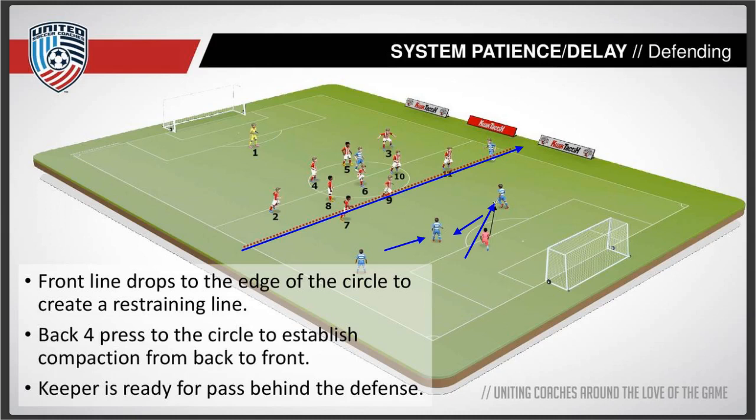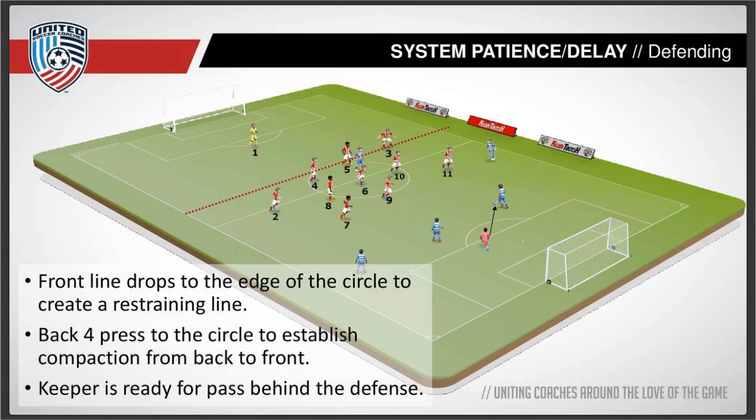So sometimes in the 1-4-3-3, I want the 7, 9, and 11 up here, putting a lot of pressure high up the field. But other times we can show the opponent a different kind of look and drop down and start our restraining line much deeper on the field.